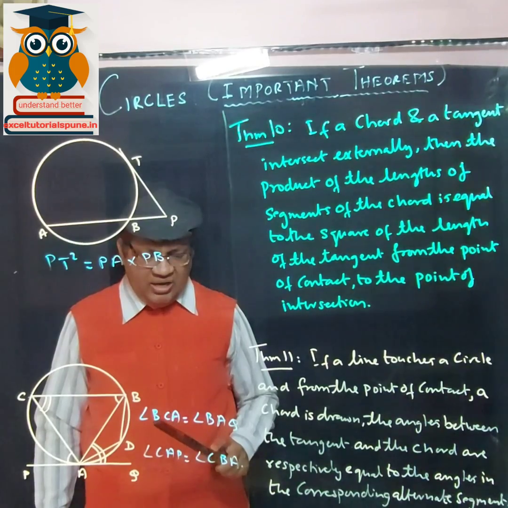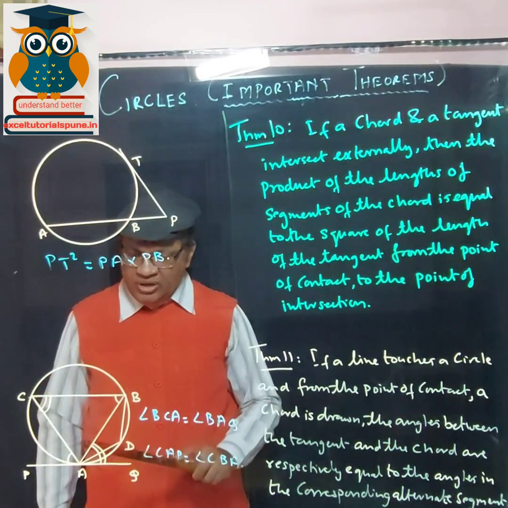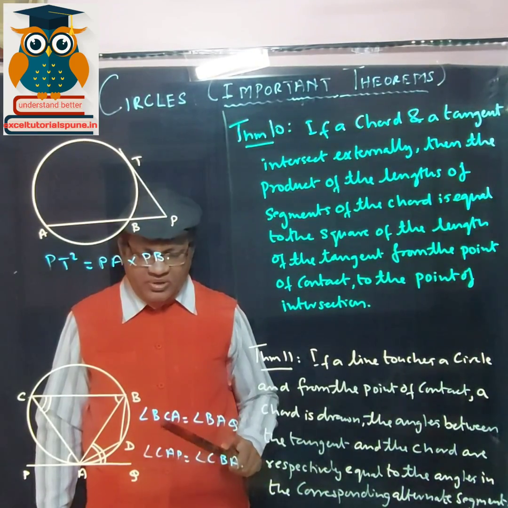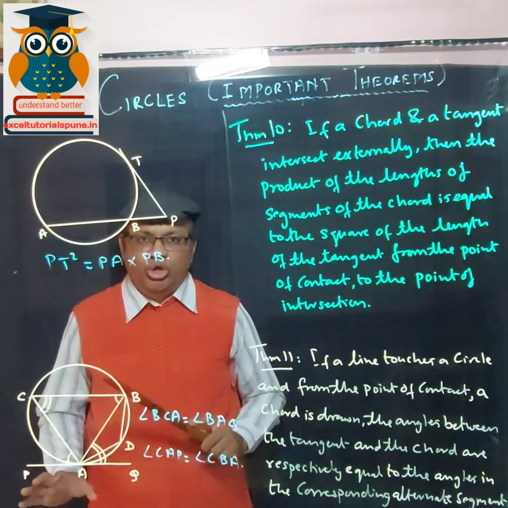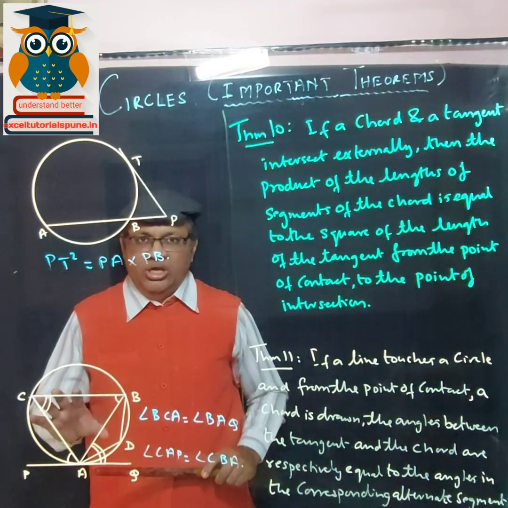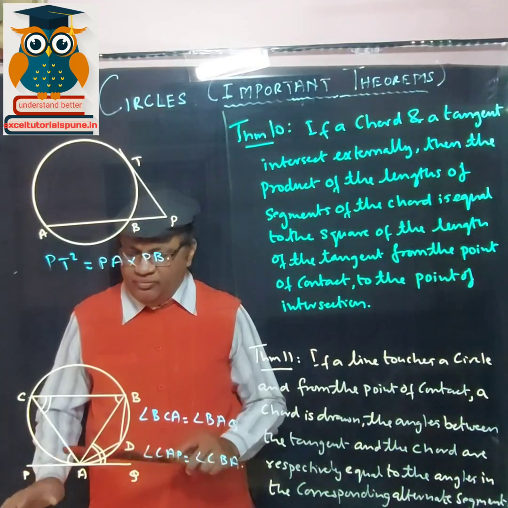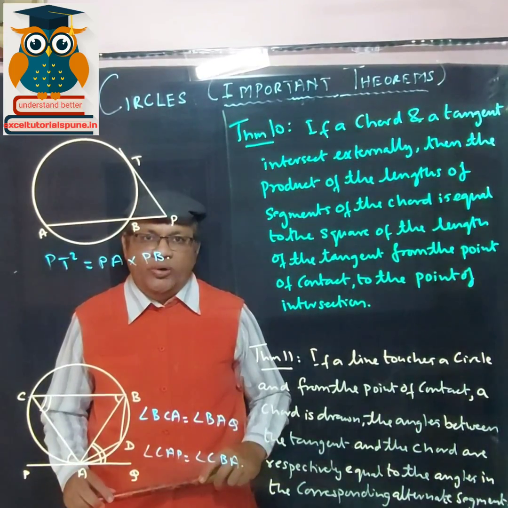Just see here, starting BCA, and the chord is BA. And which is the angle between the chord and the tangent? BAQ. So that's how BCA is equal to BAQ. You have to write this down and then practice. Then only will you understand this better. This is one of the most difficult theorems. You need a lot of written practice to understand this property. You have to see the tangent and the chord and which angle encloses the chord.